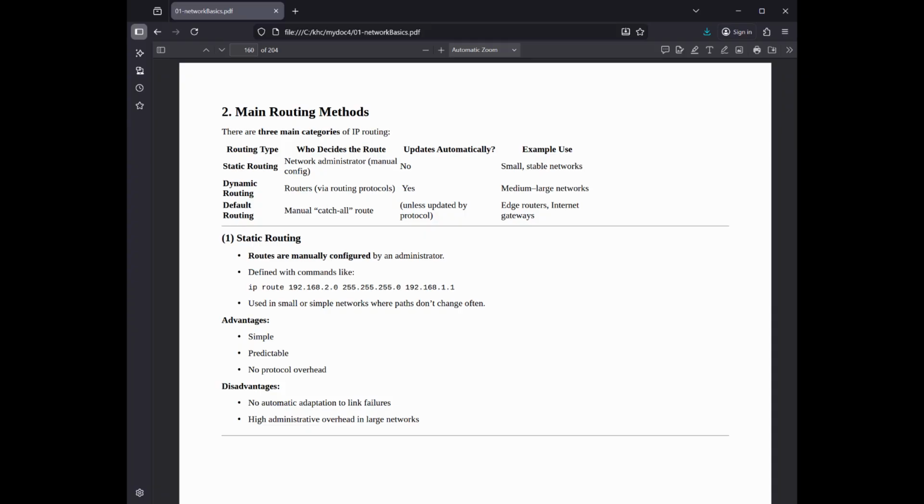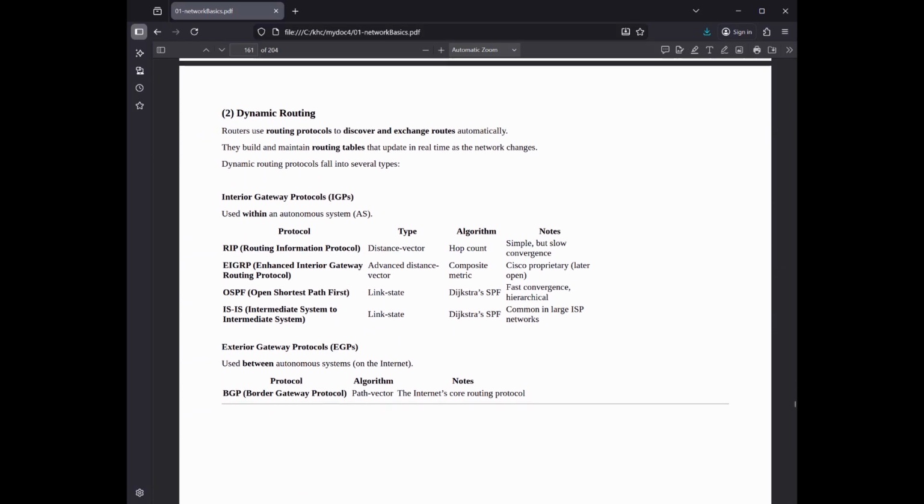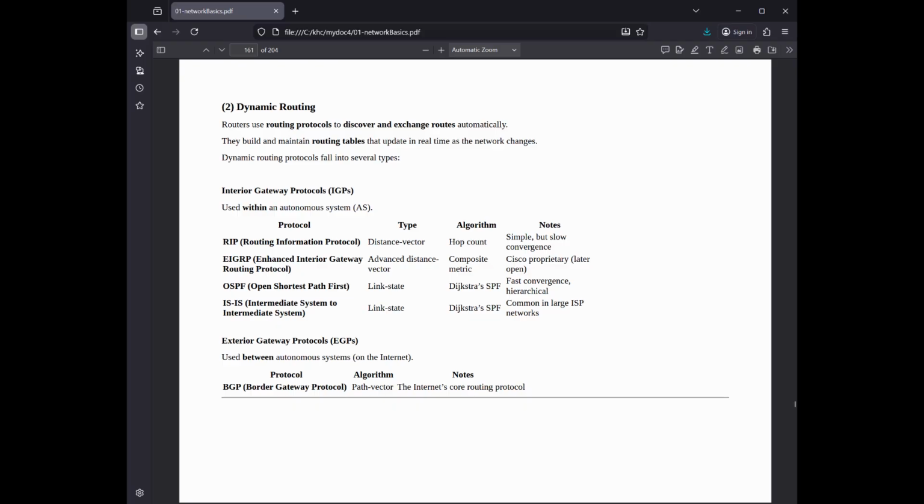Key routing protocols. RIP, Routing Information Protocol, a simple protocol that uses hop count, the number of routers, to find the shortest path. OSPF, Open Shortest Path First, a widely used interior protocol that builds a complete map of the network to find the fastest path. BGP, Border Gateway Protocol, the standard protocol for the global internet, used to route traffic between different large organizations or autonomous systems. EIGRP, a Cisco proprietary hybrid protocol that combines features of both distance vector and link state algorithms.